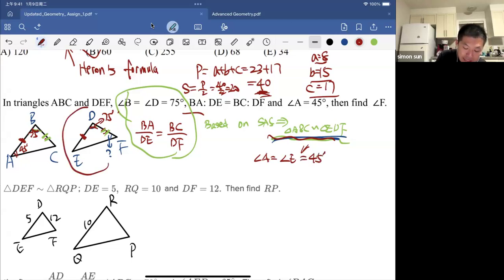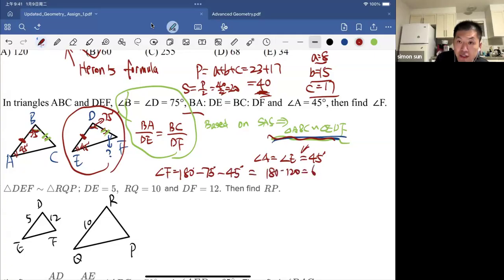Now take a look at this triangle DEF. Two angles are given, 75 degrees and 45 degrees. The angle F will be equal to 180 degrees minus 75 degrees minus 45 degrees, equal to 180 minus 120, equal to 60 degrees for the second one. Any questions?